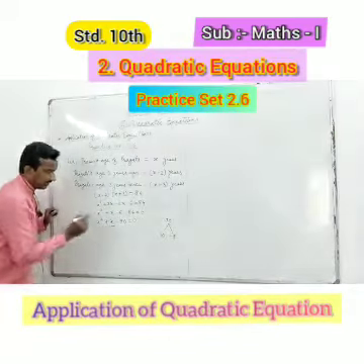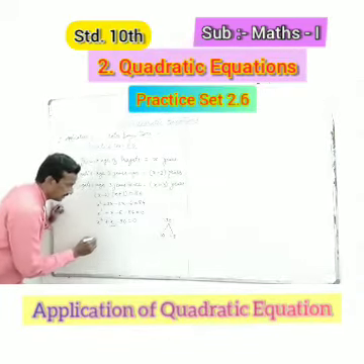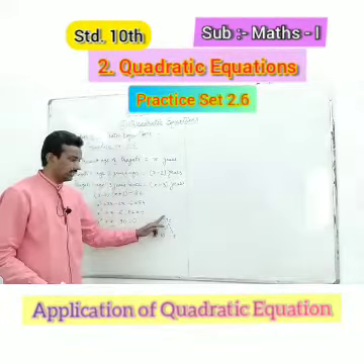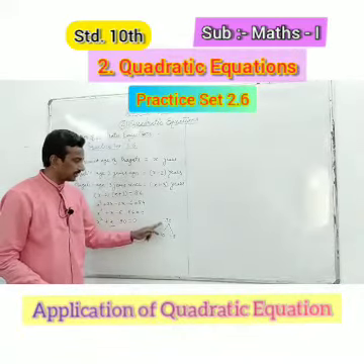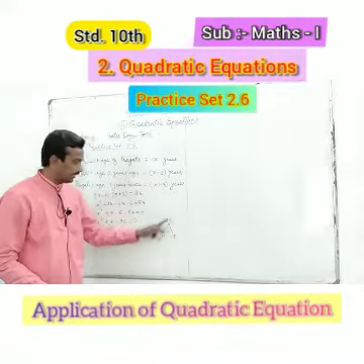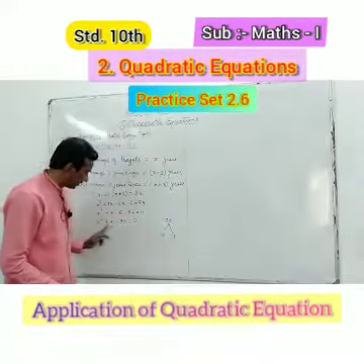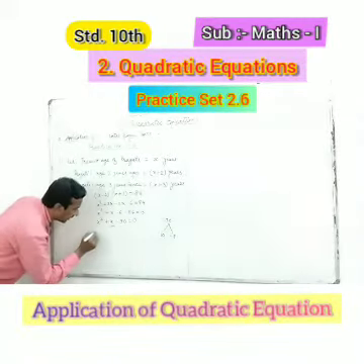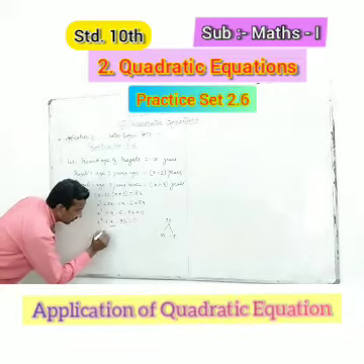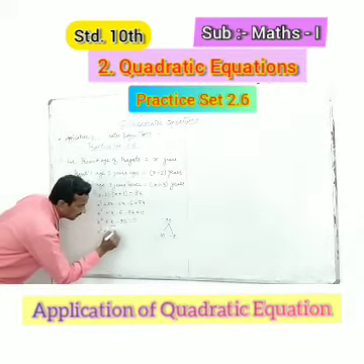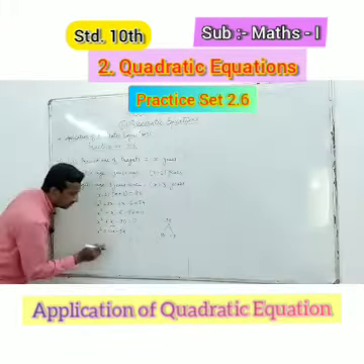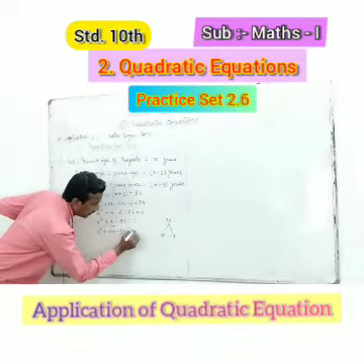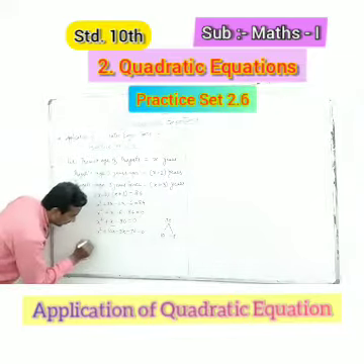Then split the middle term. Middle term is 1x, that is minus 90. 10 into minus 9 is minus 90, and 10 minus 9 is 1. Split the middle term as 10x and 9x. x square plus 10x minus 9x, means 10x minus 9x becomes plus 1x, minus 90 is equal to 0.